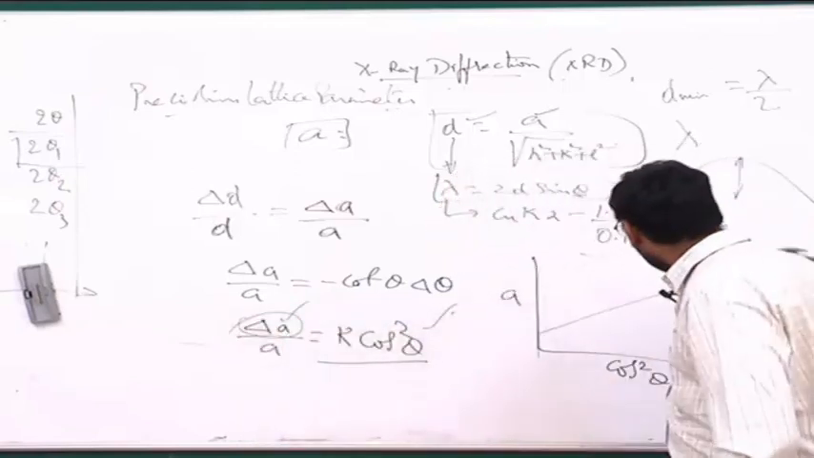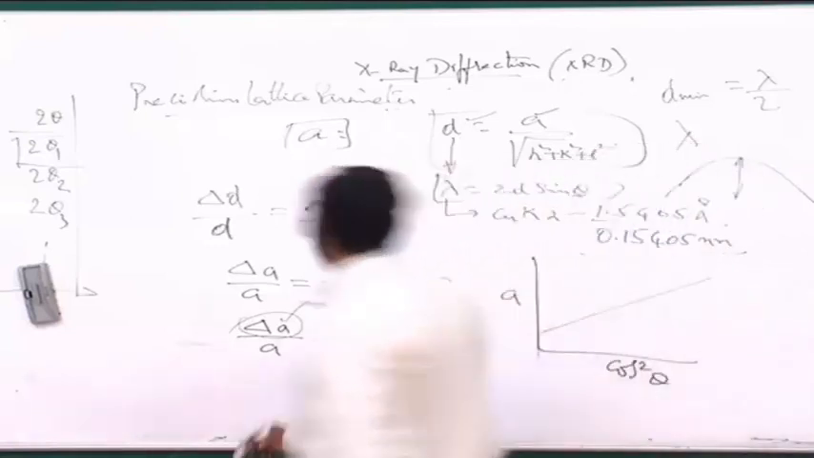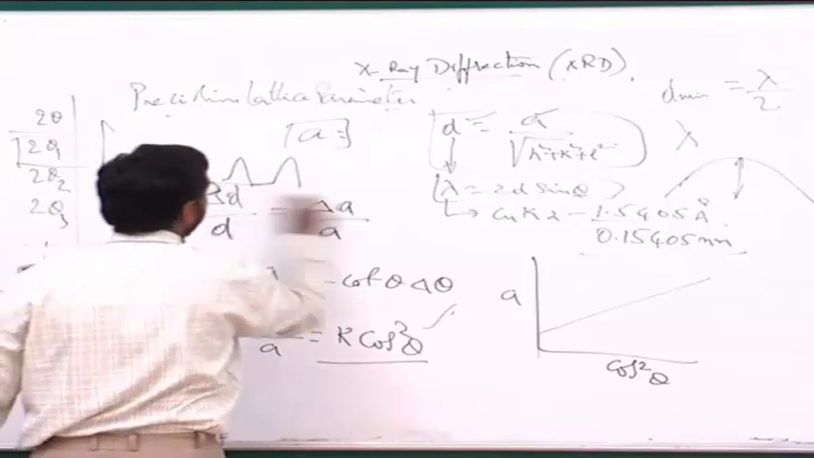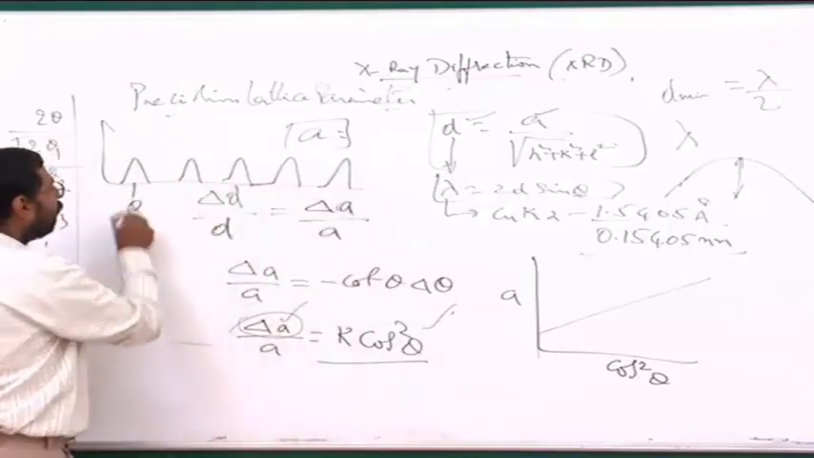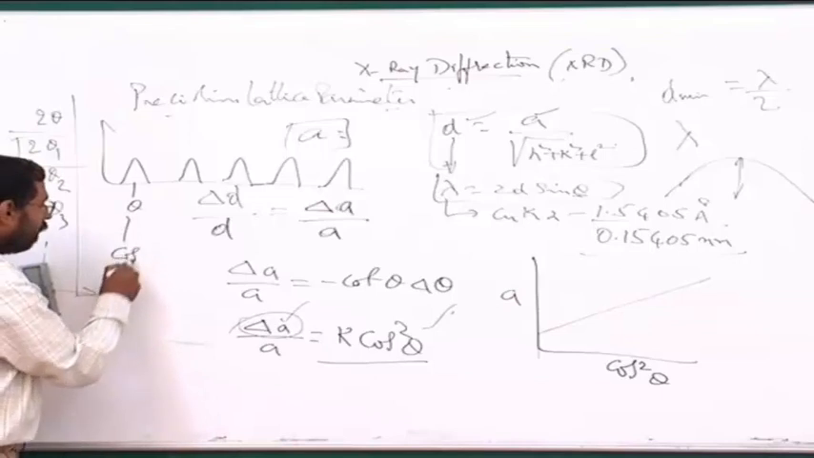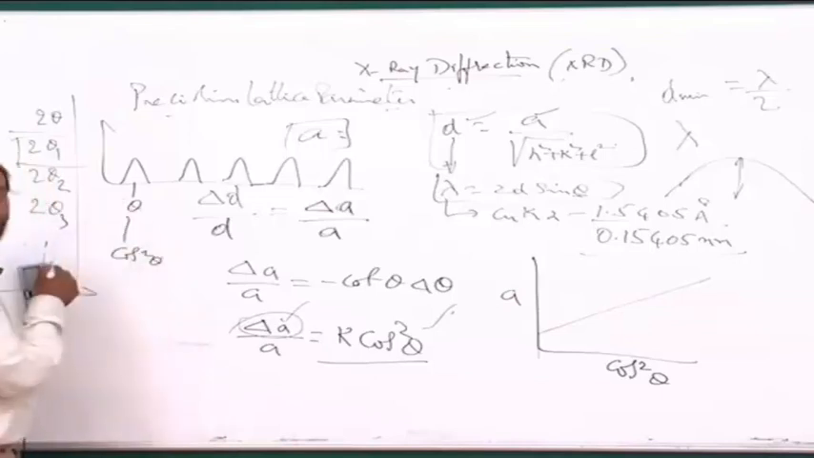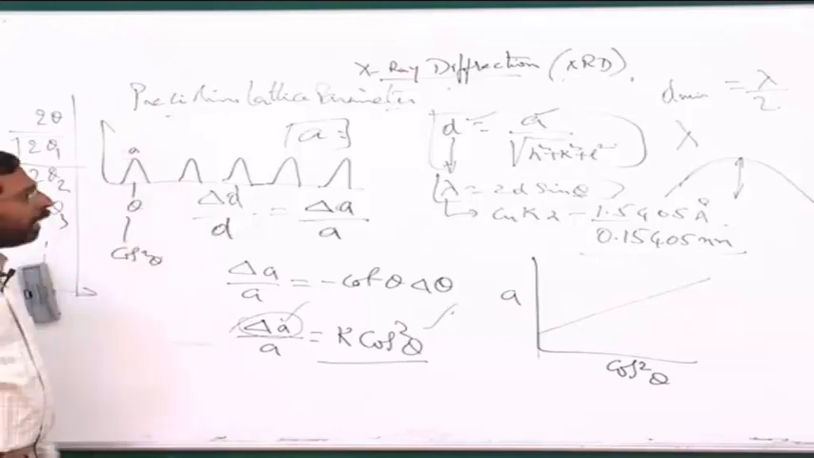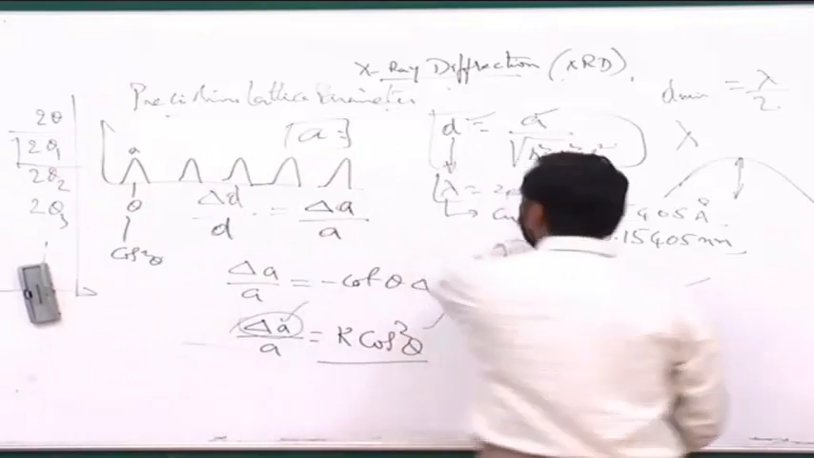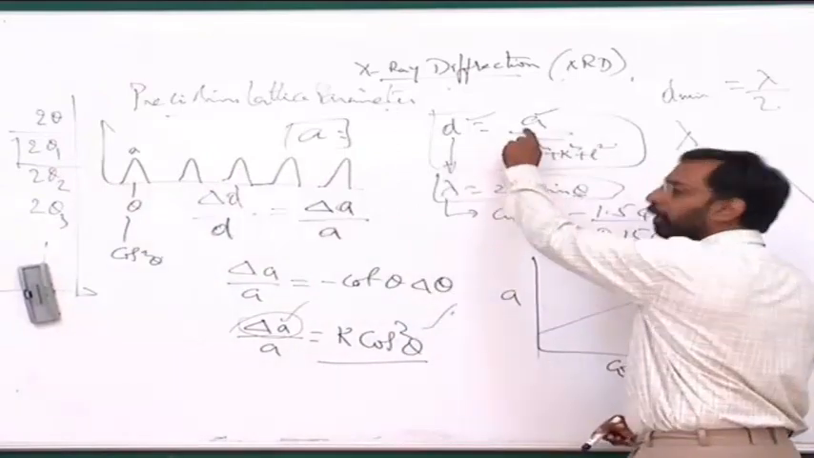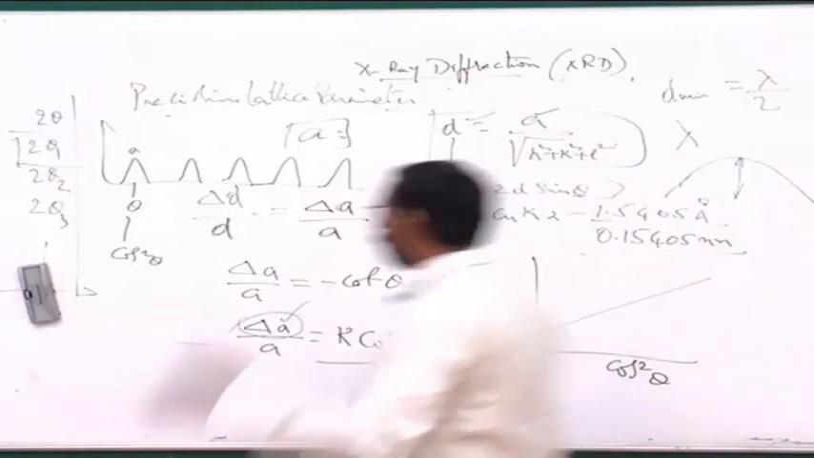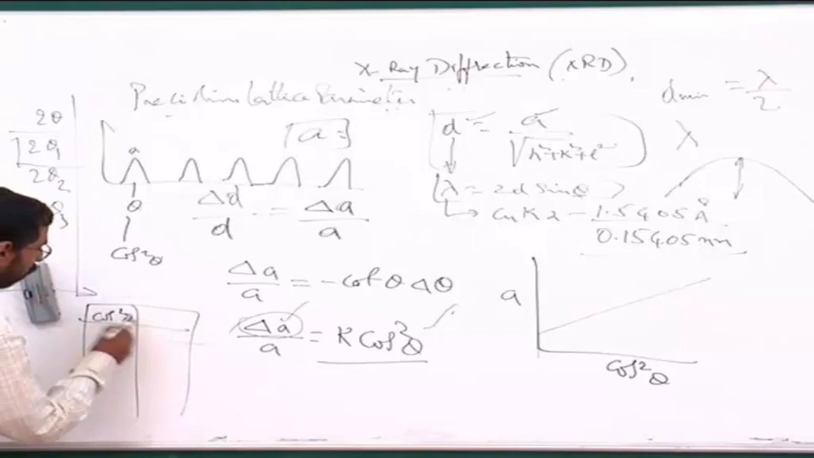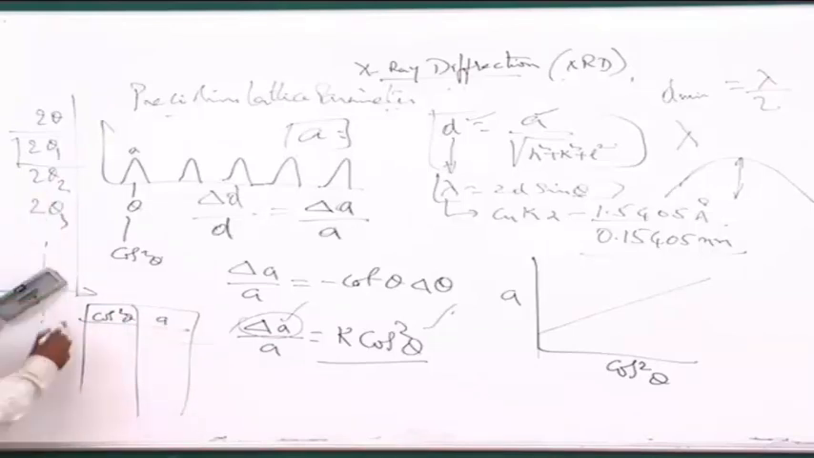So people extrapolate. What they do is, you have a number of peaks. You first take your diffraction pattern. You have a number of peaks here. For each peak, calculate the theta and calculate the cos square theta. And not only calculate the theta and cos square theta, also calculate the A. How do I calculate the A? From the theta, I get to this, find out the D. From the D, I find out the A. So I have a table now with cos square theta versus A for each of the peaks 1, 2, 3, 4, 5.